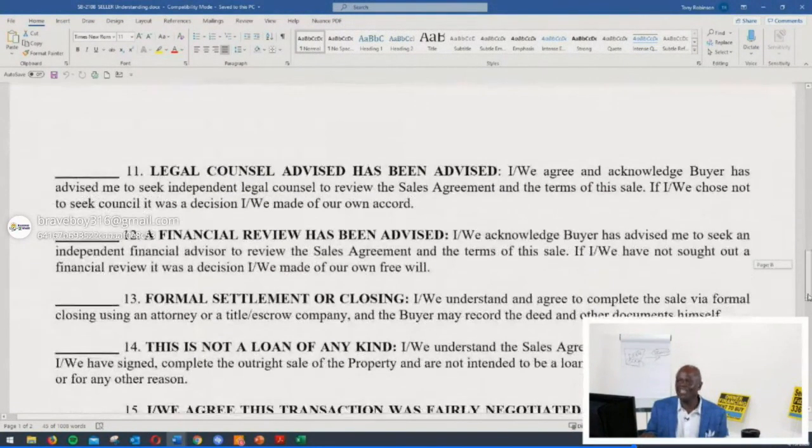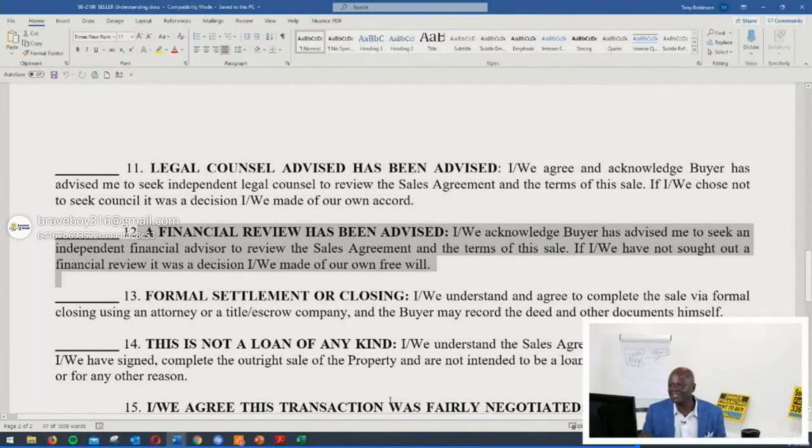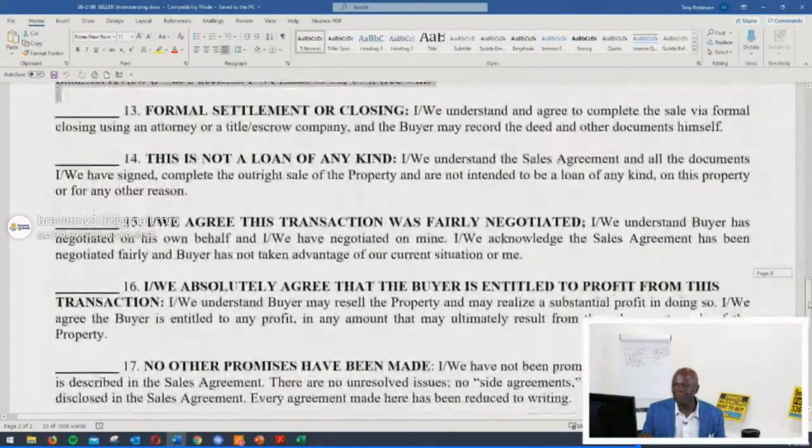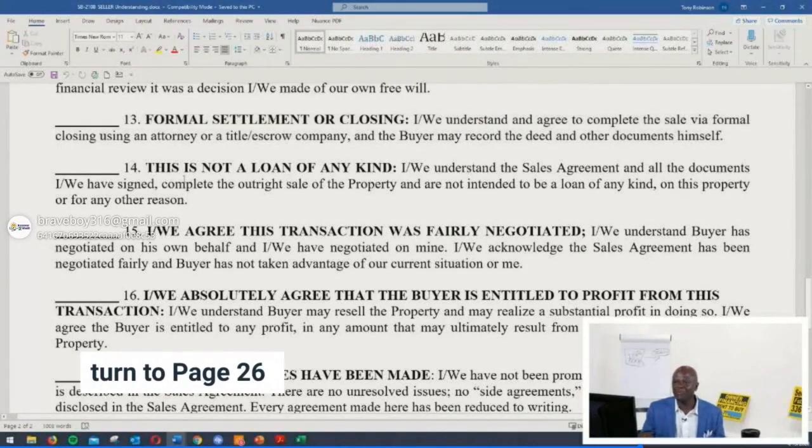It goes on to say that legal counsel has been advised. And by actually going through with this process, they either chose not to seek legal counsel or they're satisfied that they're able to do it on their own accord. All right, it says that a financial review has been advised and that it's up to them to do so. It says in 13 that this is a formal settlement at closing. This is a formal settlement, and basically a deed is going to be recorded and the buyer is going to own that property henceforth.